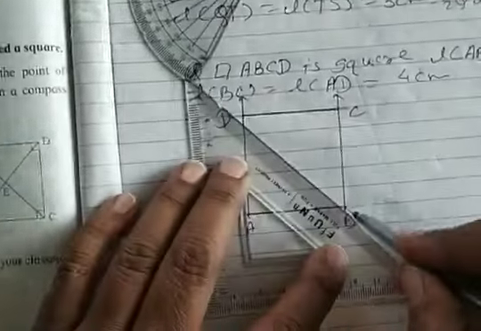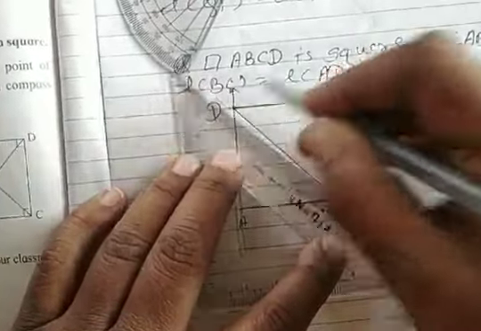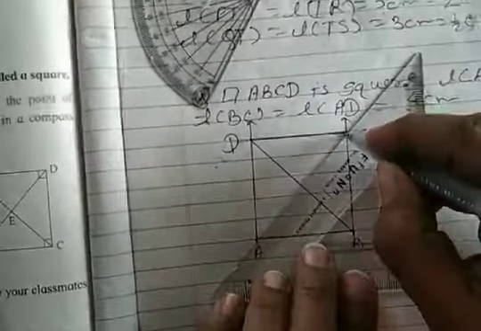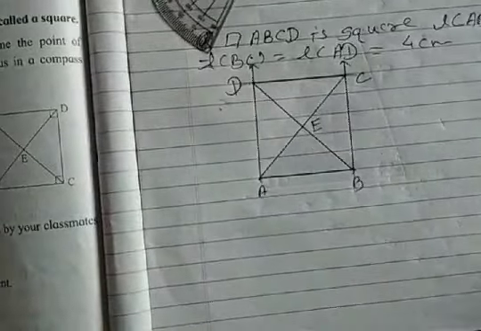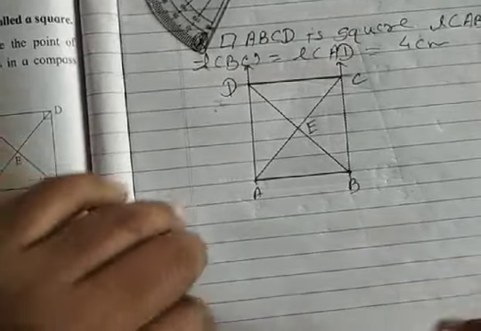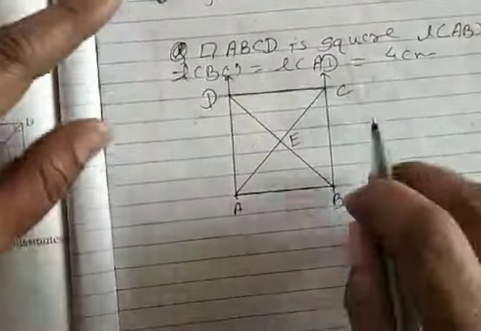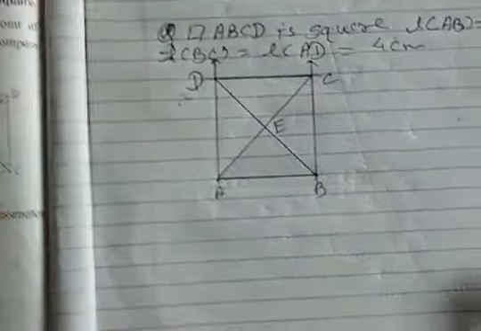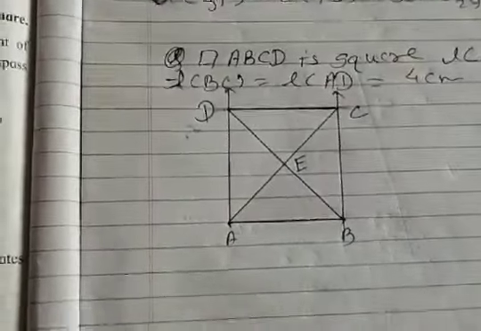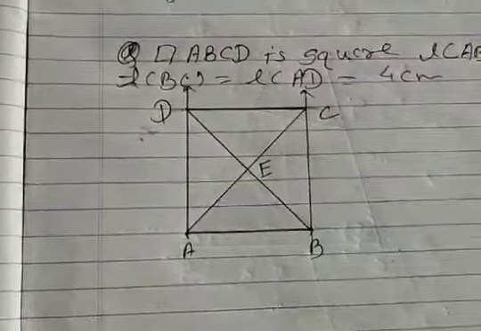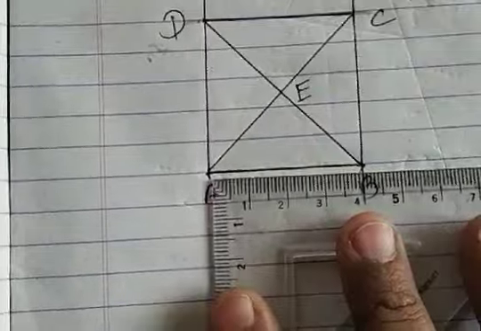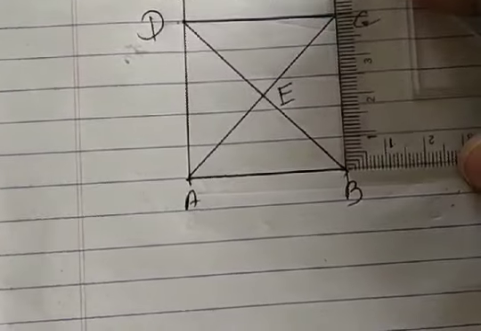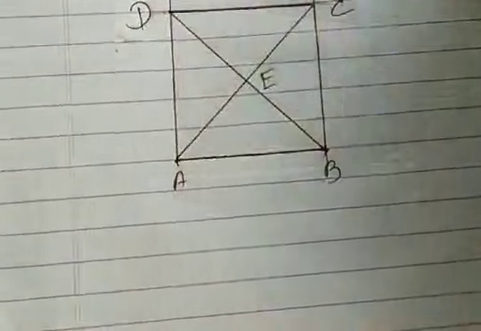Join the diagonals. So here it is the diagonal. They intersect each other at point E. Now we will see the properties. As I told you, all sides are congruent, I just showed you. The lengths of AB, BC, CD are all 4 centimeter. See here, it is 4 centimeter. This measure is also 4 centimeter. BC is equal to 4 centimeter and AD is equal to 4 centimeter. The meaning of it is that all sides are congruent.